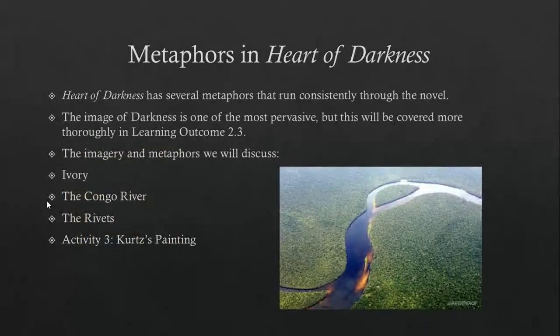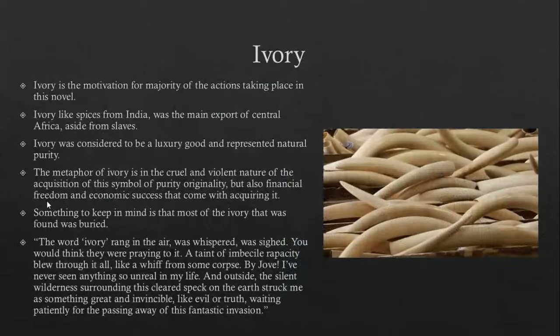Okay, the last section we're going to talk about is metaphors in Heart of Darkness and the deliberate metaphors that are present consistently through this text. So the first thing we're going to talk about is the ivory, the Congo River, the rivets, and then we're not going to talk about darkness because that is going to be learning outcome 2.3, and then we're briefly going to mention Kurtz's painting. So let's first start with ivory and what ivory represents.